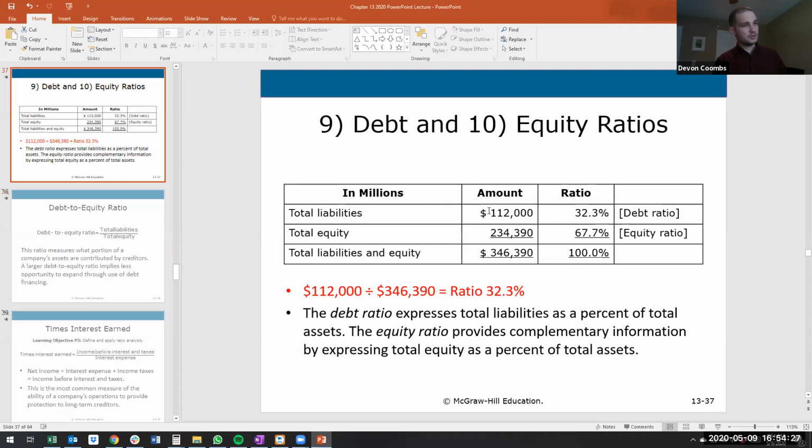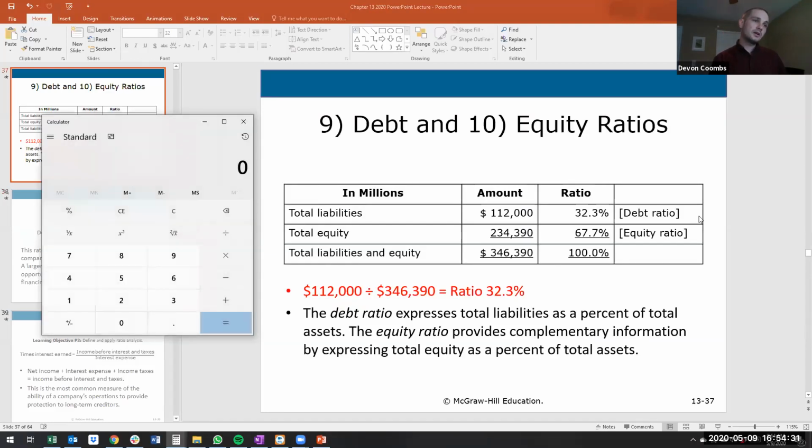So here we go. Total liabilities, total equity, total liabilities and equity. So the debt ratio is just this 112,000 divided by 346,390, which gets our 32.3%. This debt ratio is just telling us that for all of our assets, 32% of those assets are financed by debt through an external creditor.